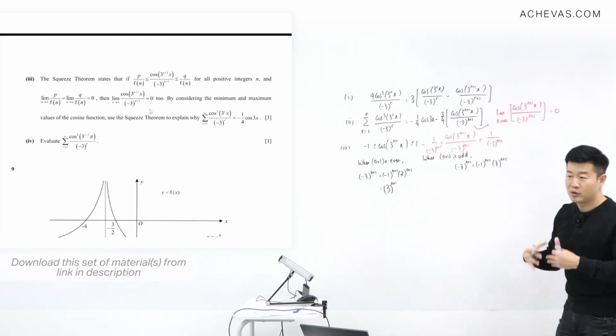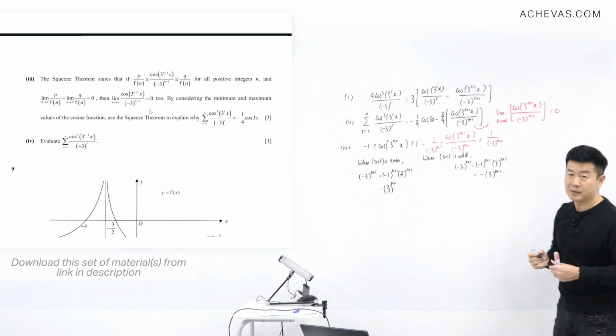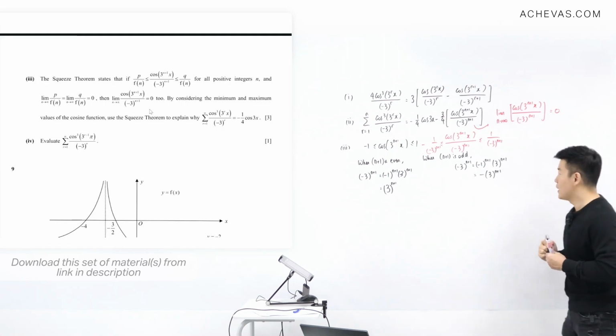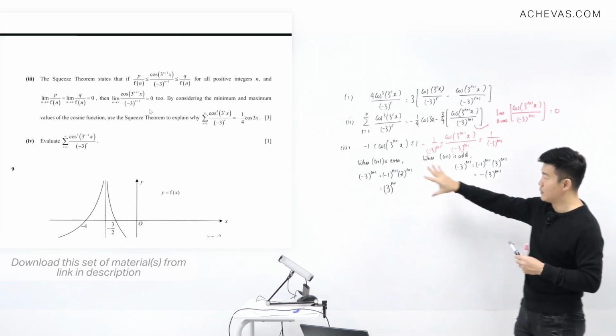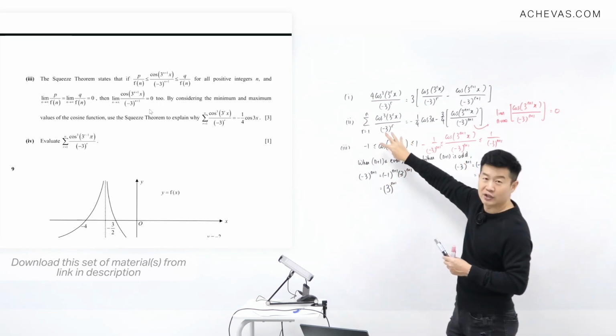And negative 1 to the power of n plus 1, when n plus 1 is odd, is going to be negative. So this is going to be negative 3 to the power of n plus 1. So we are having these two scenarios. One is when n is even, the other one is when n is odd. So when n is even, let's continue from here, okay?